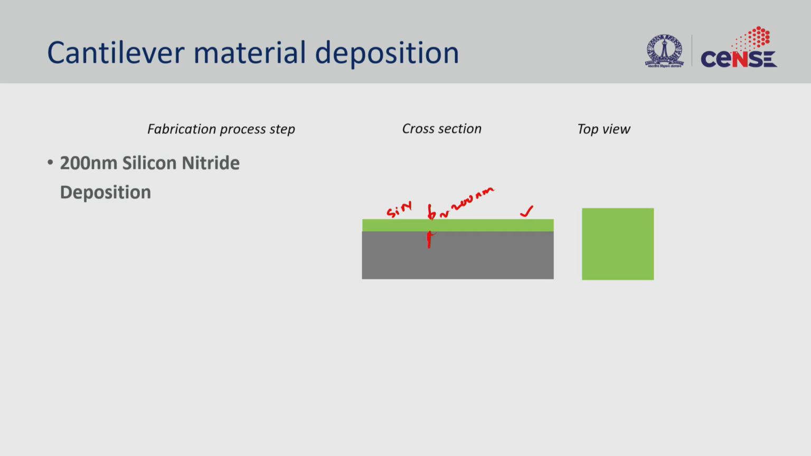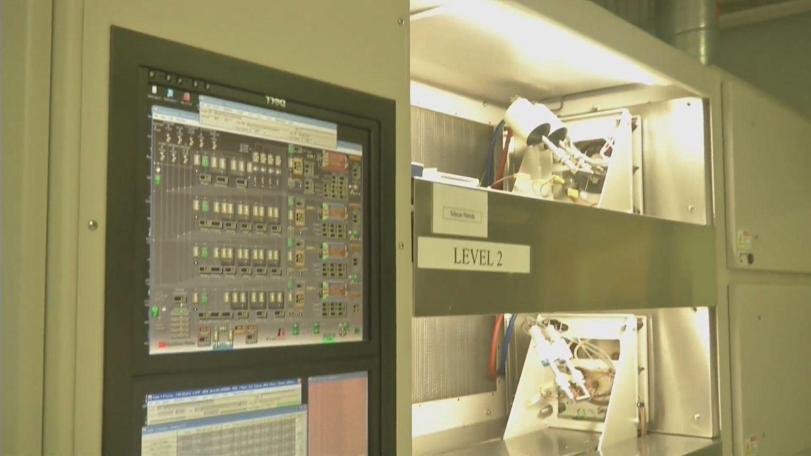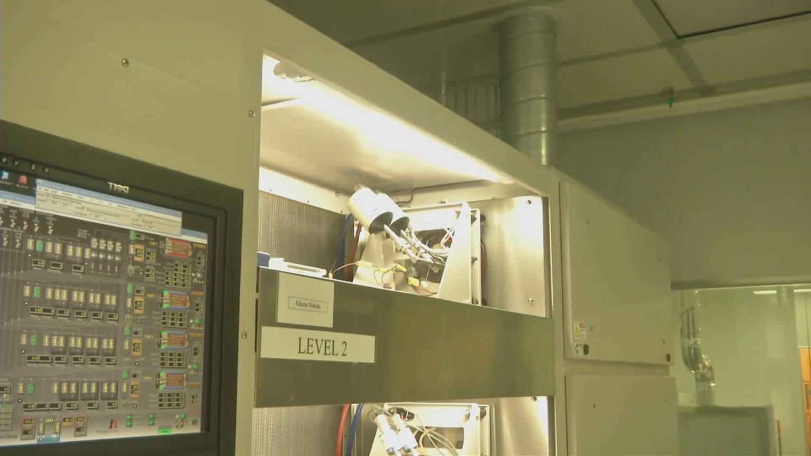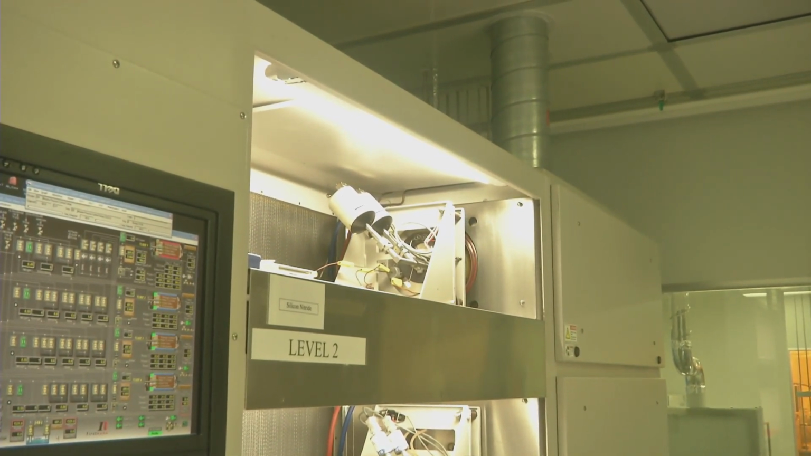And the top view will be very uniform because we have not done any patterning yet. So it's a blanket deposition. And what we are going to use for the silicon nitride deposition is low pressure chemical vapor deposition, which is a high temperature furnace process. So what we see here is a horizontal LPCVD furnace. So LPCVD meaning low pressure chemical vapor deposition furnace.